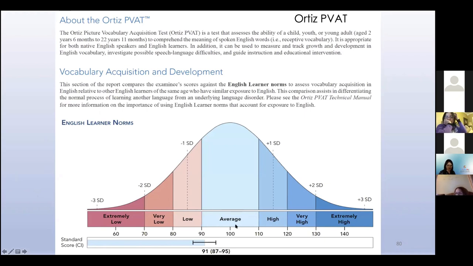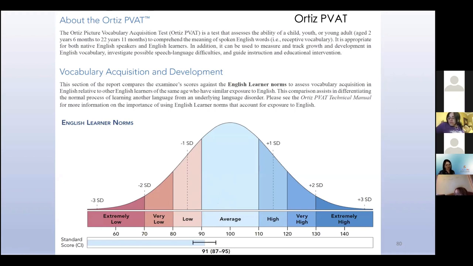So you know that they're average, but they're kind of borderline between low and average. But it gives you information as to whether this child, compared to peers exposed to English the same amount of time, say 2 or 3 years exposed to English, if they are acquiring vocabulary at a rate that is average, then I think they're on a good trajectory.